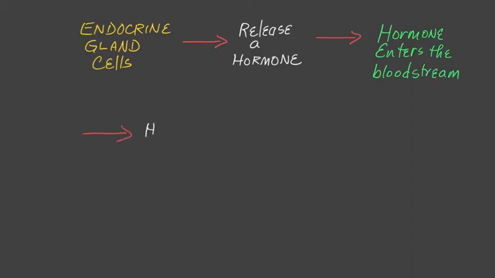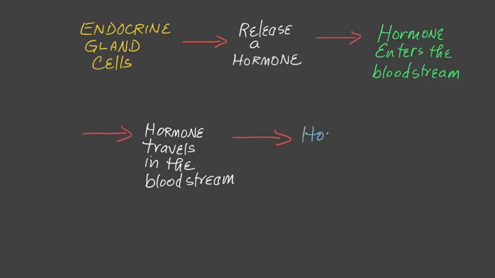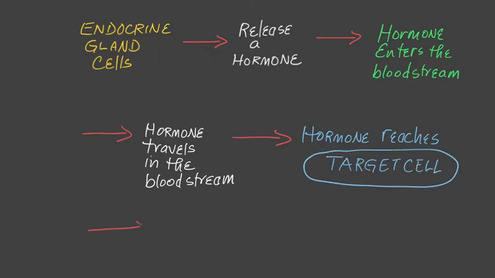The hormone travels in the bloodstream until it arrives at the target cell. A target cell is any cell in the body that carries a receptor for this particular hormone. So the hormone arrives at the target cell. Once it arrives at the target cell, the hormone looks for a receptor in the target cell. So it binds to the receptor in the target cell.